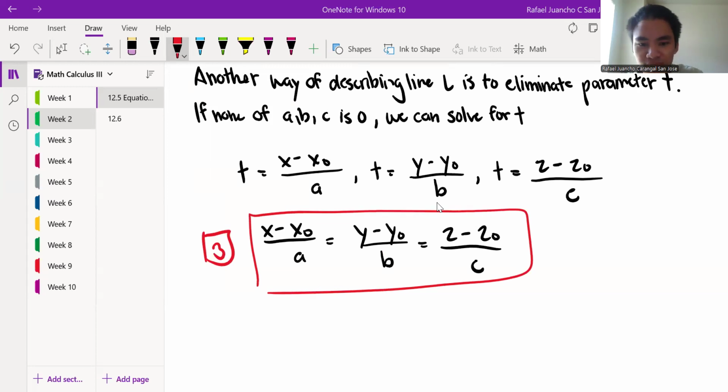Right? And these equations are called symmetric equations because they're equal. And we notice that A, B, and C are denominators and they are direction numbers of L. And they are components of a vector parallel to L. And so if one of them is 0, we can actually still eliminate T, right?